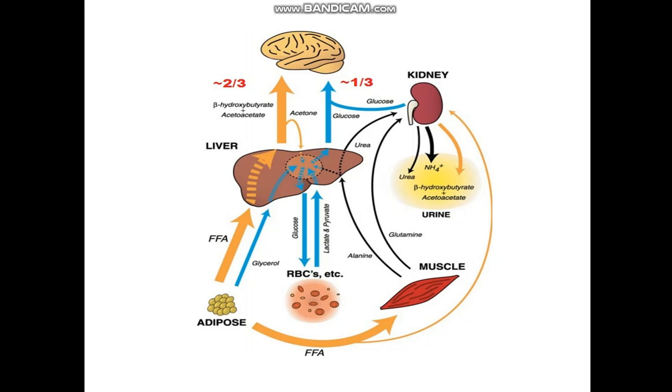Here, ketone bodies supply 2/3 of energy to the brain, and glucose from gluconeogenesis provides 1/3 of energy. And this is the cycle that happens from adipose tissue: fatty acids, glycerol. RBC uses glucose, produces lactate and pyruvate, and alanine from muscle proteolysis goes and is utilized for gluconeogenesis. And then these ketone bodies are excreted through urine and produce ketoacidosis.